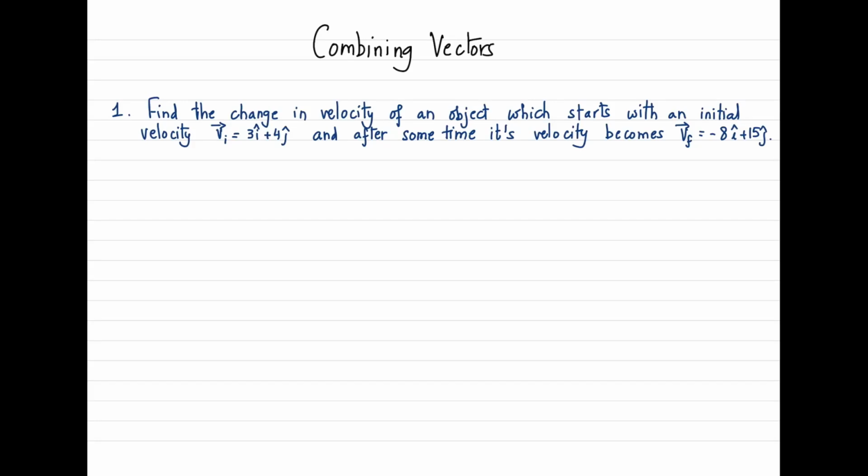We are going to see how to combine vectors. So the first question is, find the change in velocity of an object which starts with an initial velocity vi equal to 3i plus 4j. So let's write down that's the initial velocity. Vi equals 3i cap plus 4j cap, and after some time its velocity becomes vf.